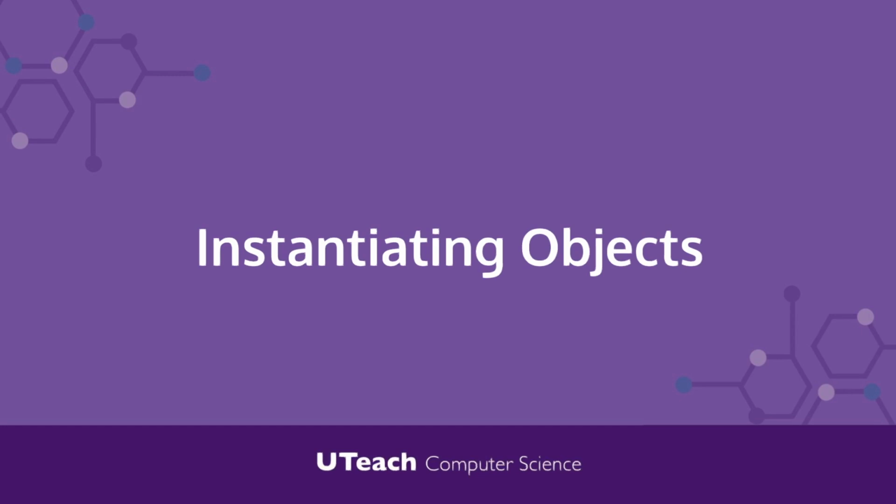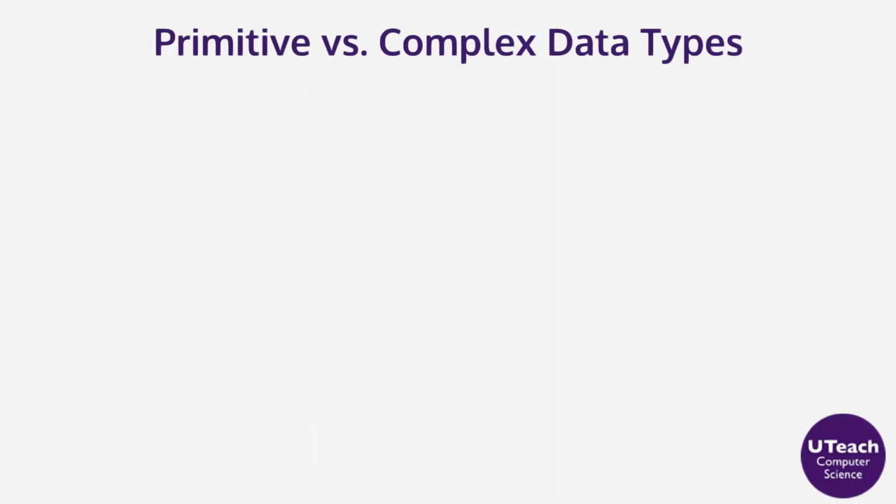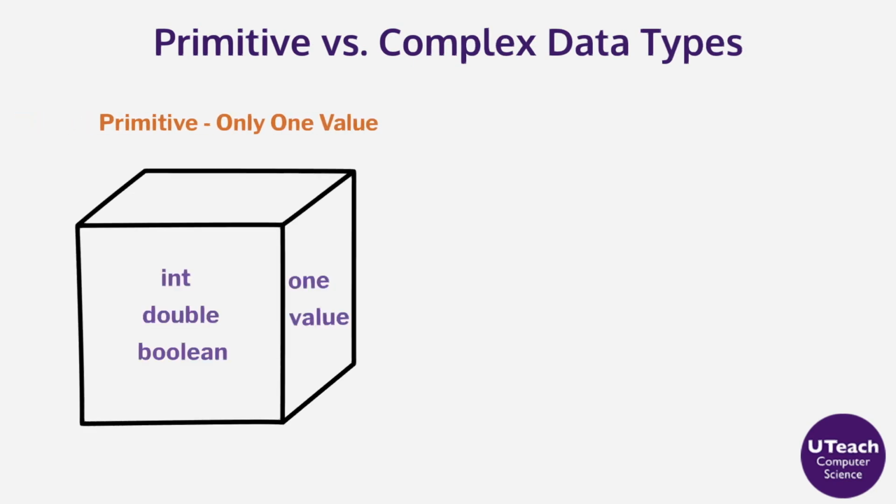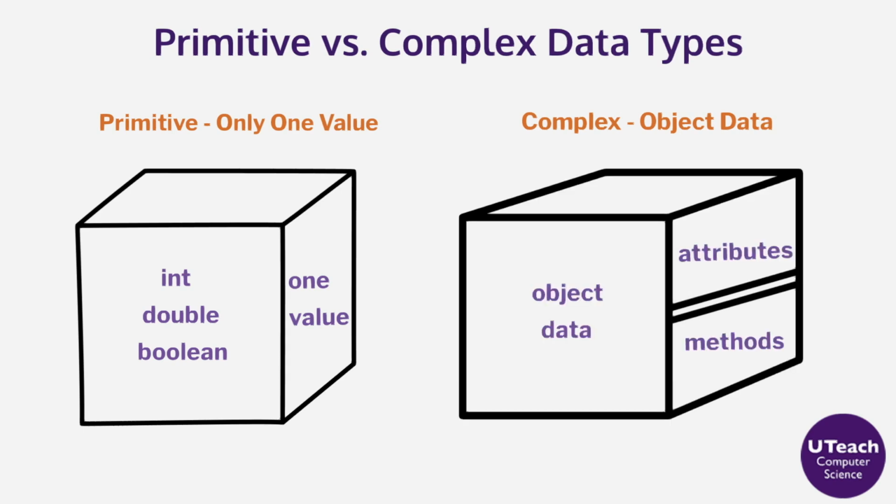Instantiating objects. There are two kinds of variables in Java: variables that represent and store primitive data types like int, double, and boolean, and variables that store object references for objects instantiated from class data types.